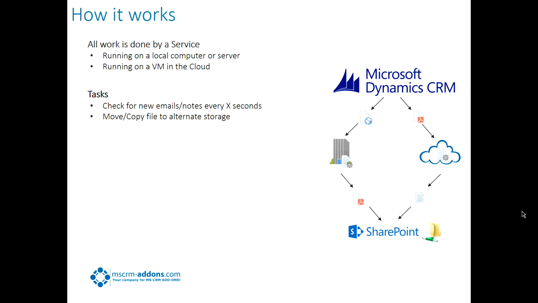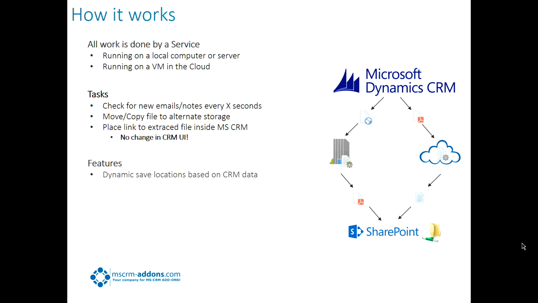Then it's going to move or copy those files to the alternative storage, either SharePoint or the Fileshare. And it'll place a link to the extracted file inside of CRM. So there's going to be no changes to the CRM UI. Your users are going to be able to just click inside of CRM and automatically get that attachment.